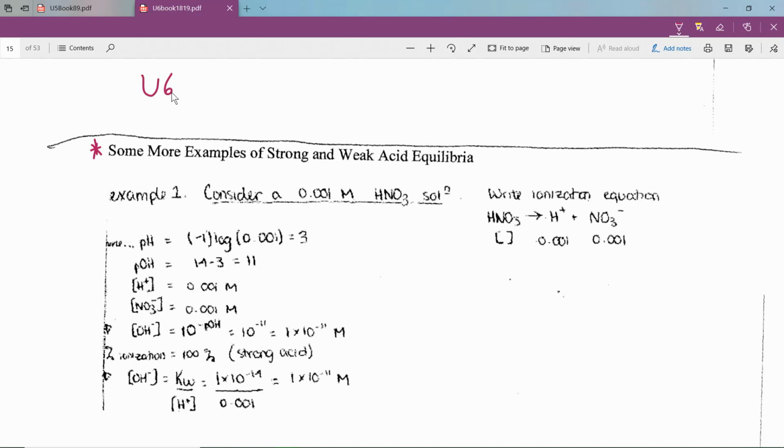We're going to talk more about strong acids, strong bases, weak acids, and weak bases. So this is on page 15 in your booklet. So let's jump right into it.